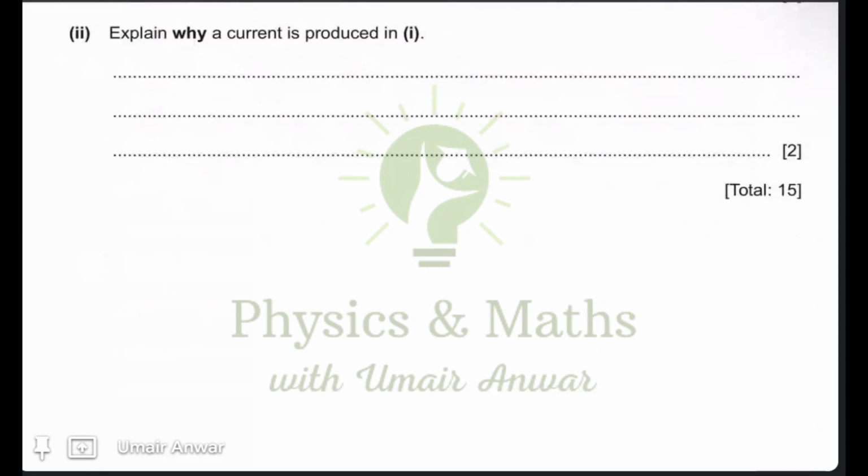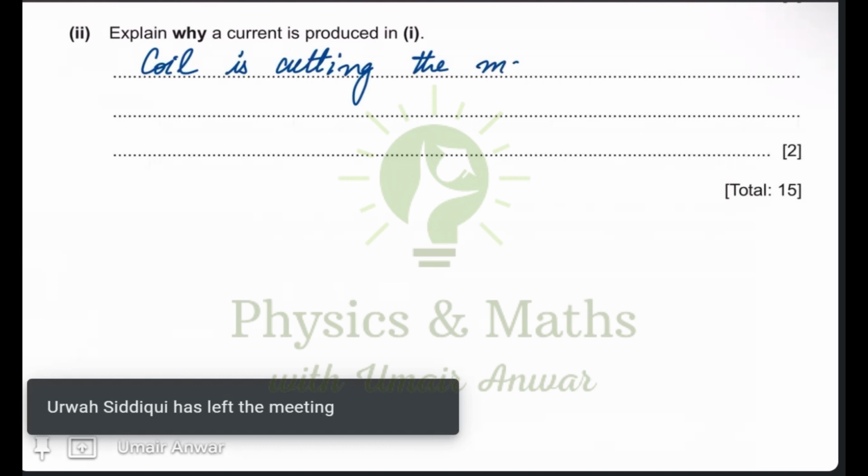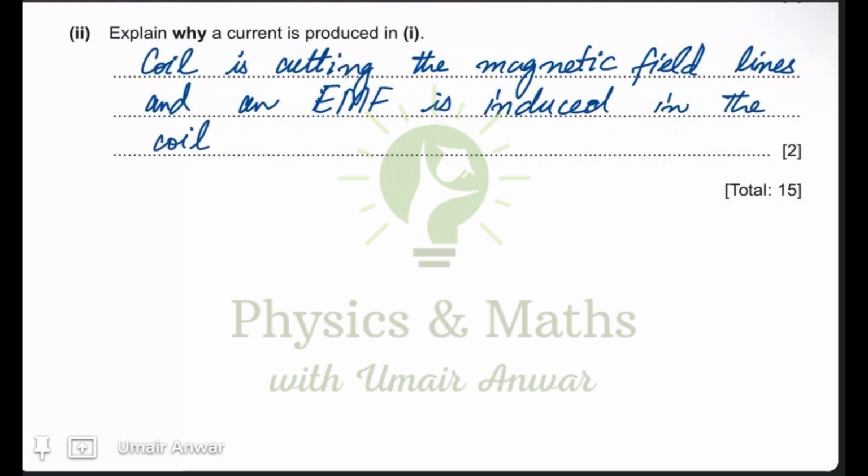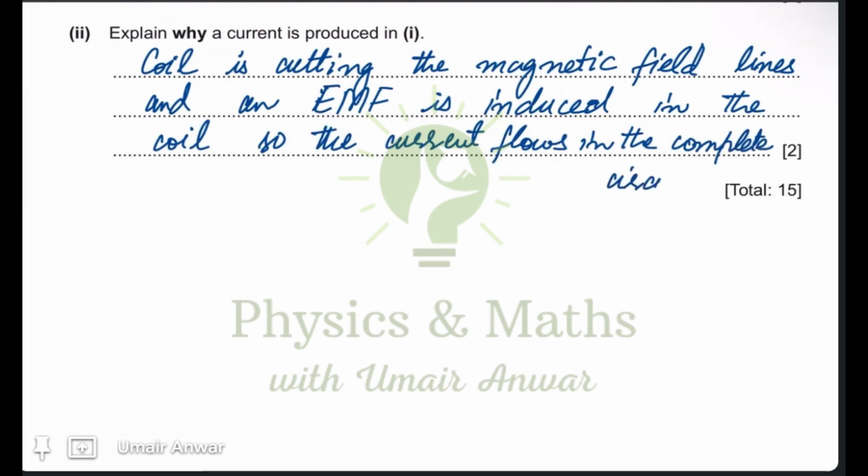Explain why a current is produced. Because the coil is cutting the magnetic field lines and an EMF is induced in the coil. So the current flows in the complete circuit. The circuit is also complete here. So the current is flowing.